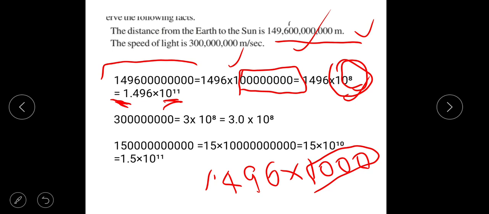3 tens come extra here. So here already 8 tens and 3 more tens, that is 10 raised to 11, right? So 1.496 into 10 raised to 11.